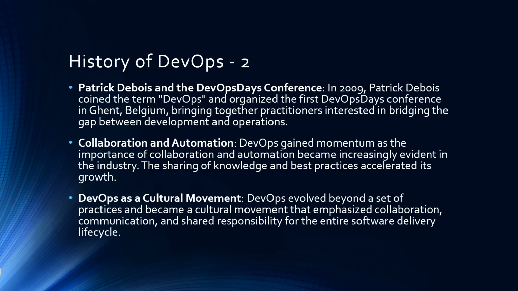This cultural aspect of DevOps emphasizes values like transparency, communication, and shared responsibility. It promotes a mindset where everyone involved in software delivery, from developers to operations staff to security teams, works together toward common goals. This collaborative approach has proven essential for organizations looking to achieve the full benefits of DevOps practices.